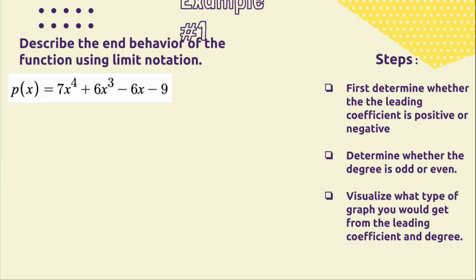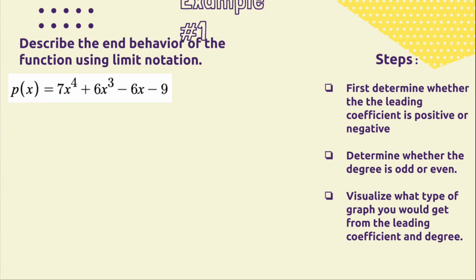Okay, so for example number 1, for topic 1.6, we're going to be talking about end behavior and limit notation, which is a crucial concept to know in AP Pre-Calculus. The problem says, describe the end behavior of the function using limit notation. So, to do this, we must follow a series of steps to get to our solution. First, we need to determine whether the leading coefficient is positive or negative.